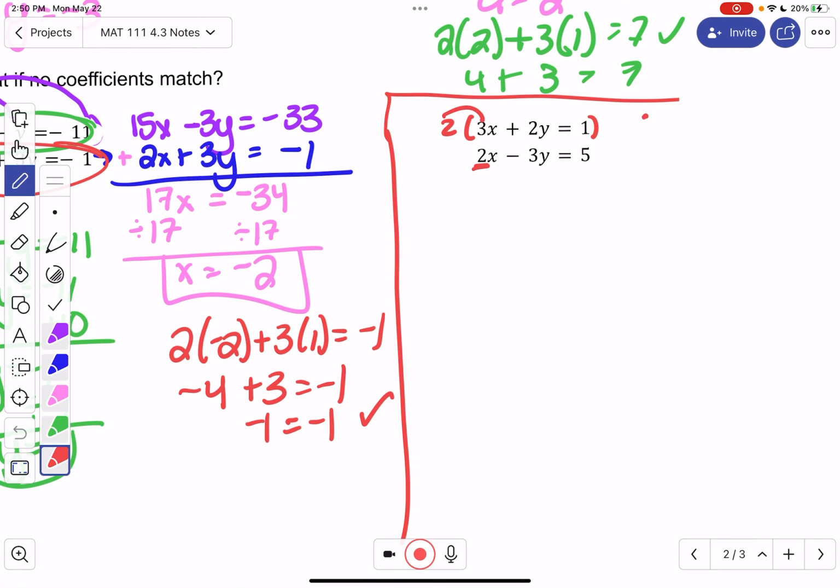So 2 times 3x is 6x. 2 times 2y is 4y. And 2 times 1 is 2. Don't forget to multiply the whole equation. All the terms, including the answer. That's where a lot of people go wrong.